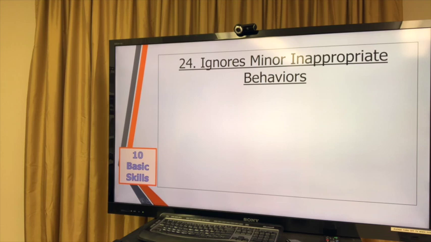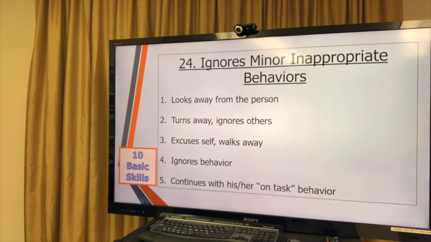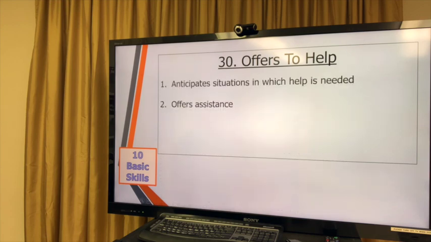We have ignores minor inappropriate behaviors: looks away from the person, turns away, ignores others, excuses self, walks away, ignores behavior, continues with his or her on-task behavior. We have offers to help: anticipates situations in which help is needed, offers assistance, completes the offered task, checks back.